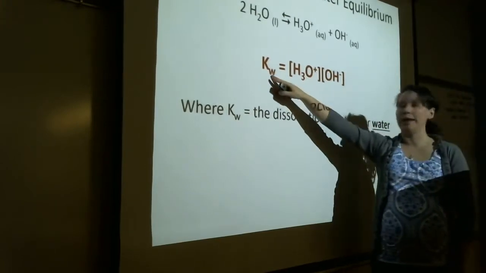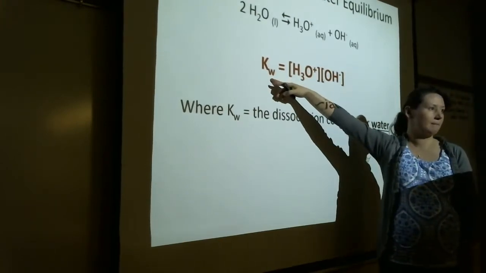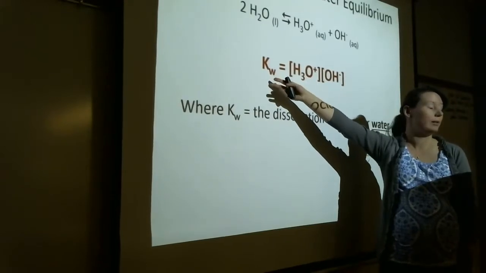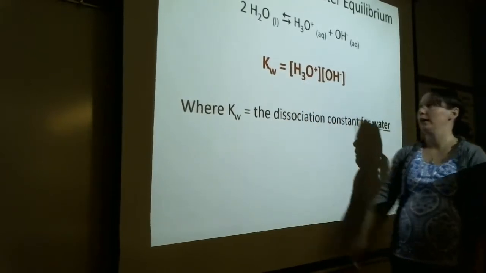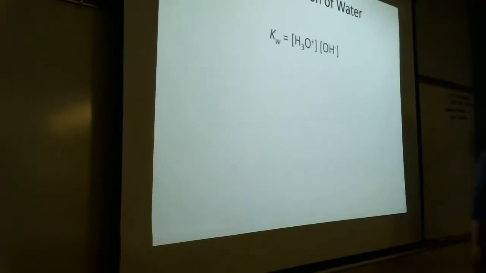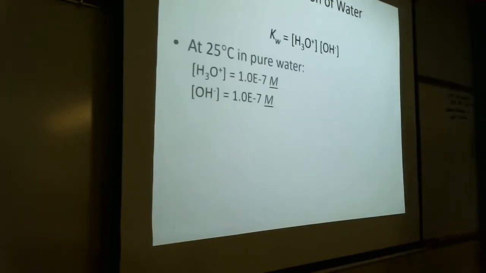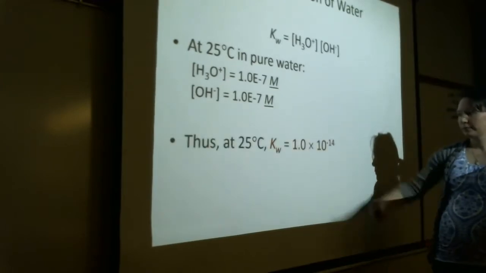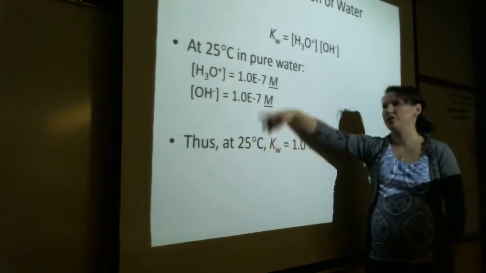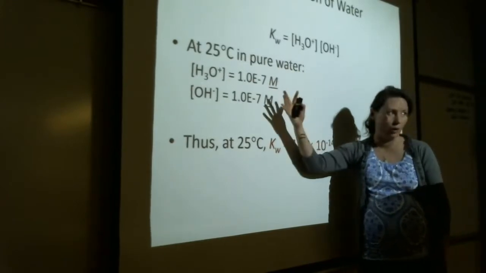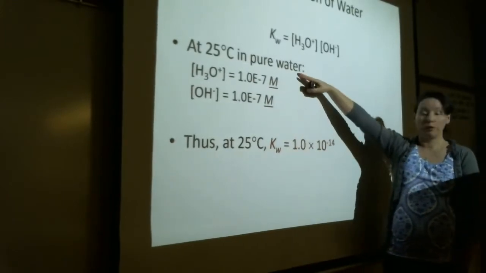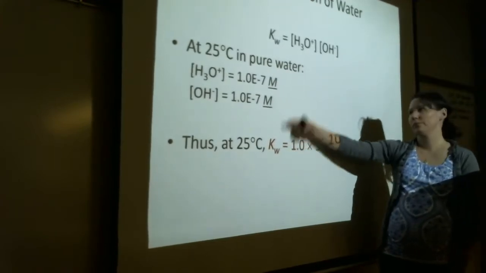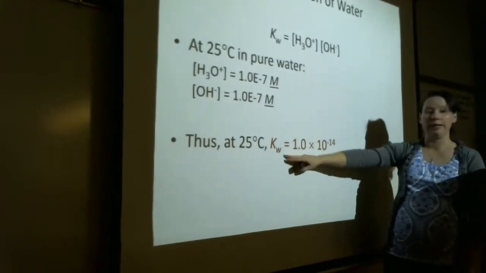Will this be the same at every temperature? If I increase the temperature, what will happen to KW? Will it be the same or will it be different? It'll be different, right? KW, just like any other equilibrium constant, is going to be temperature dependent. So at 25 degrees Celsius, you don't need to write this down, as long as you know that at differing temperatures, right, KW is going to be different, right? So as you change temperature, you're going to get a different KW.